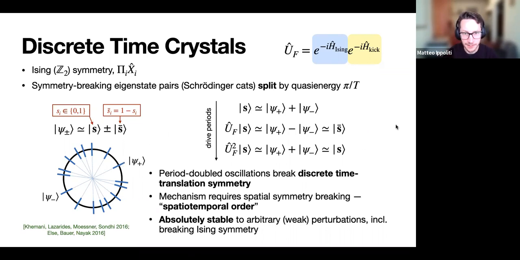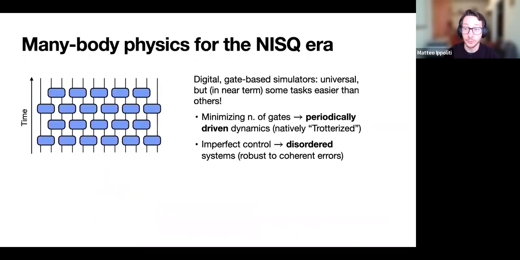That's the lightning overview of time crystals, inevitably quite incomplete. So I'm sorry about that, but it would be a whole other talk. So let me instead jump to why this is a good fit for NISQ devices.